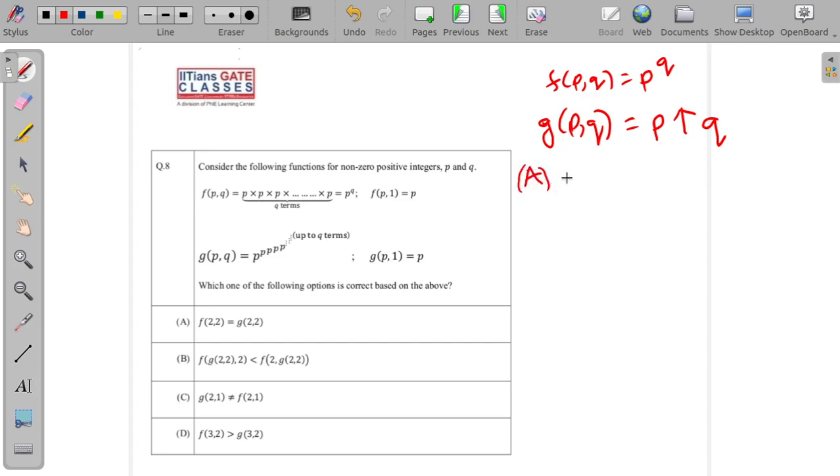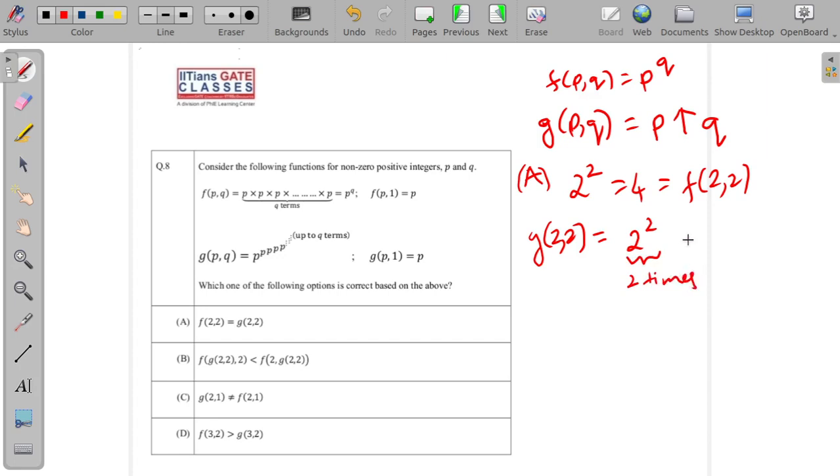Option A, if I see it, f of 2 comma 2 equals g of 2 comma 2. So f of 2 comma 2 means 2 raised to 2, which will be 4. This is the LHS. RHS is g of 2 comma 2. Let me clearly write this. Then g of 2 comma 2. This is going to be 2 raised to 2 raised to 2 raised to 2 and so on. This has to be 2 times. So this is 4. This is correct.